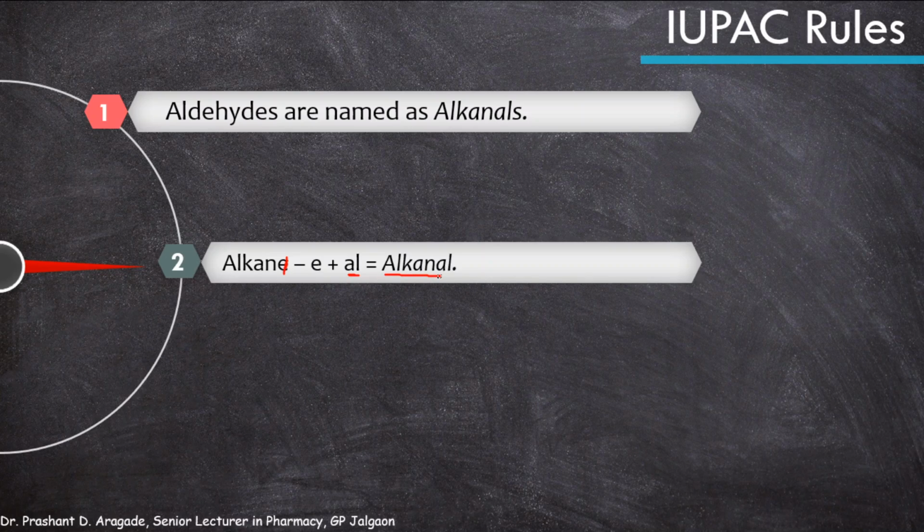Then you have to follow the same rules as that of the alkane, that is, select the longest carbon chain which contains the aldehyde functional group. Then name the longest chain. The name is obtained by dropping the final E and adding the Al, so it becomes alkanal. Then you have to number the chain in such a way that the carbonyl carbon atom has the first position. That is, you have to start the numbering from the carbonyl carbon atom in case of aldehydes.